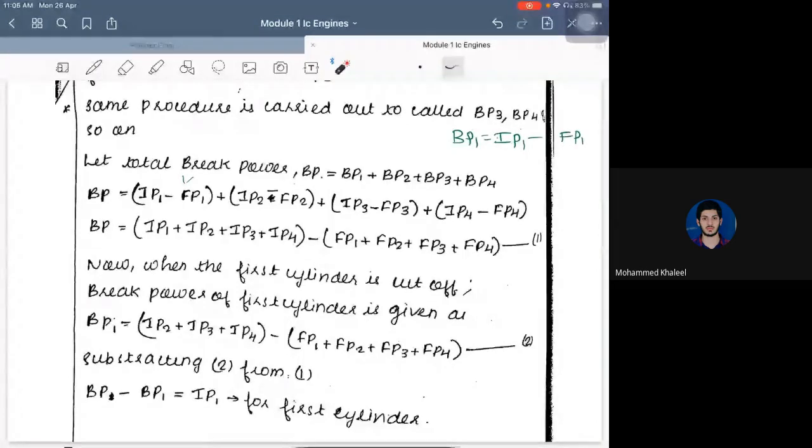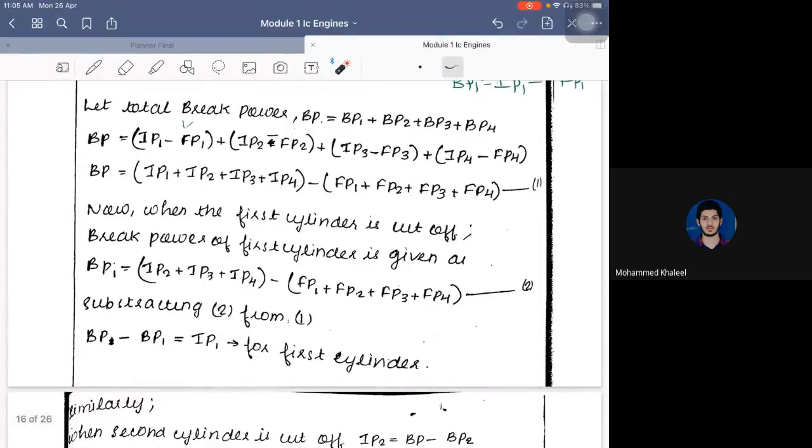Now, when the first cylinder was cut off, this is very important, guys, just remember this. When the first cylinder was cut off, as in the figure, do you think the indicated power would be developed in that particular engine?